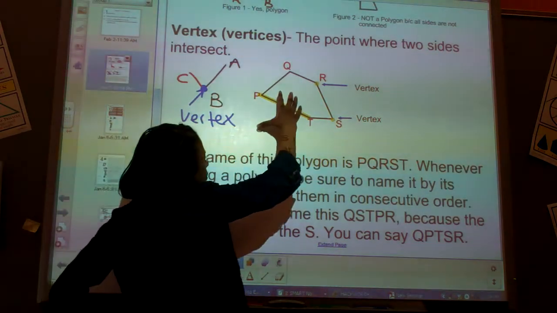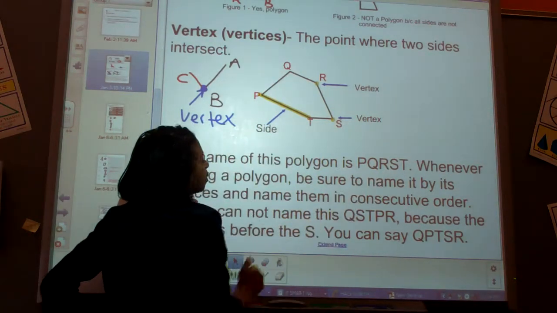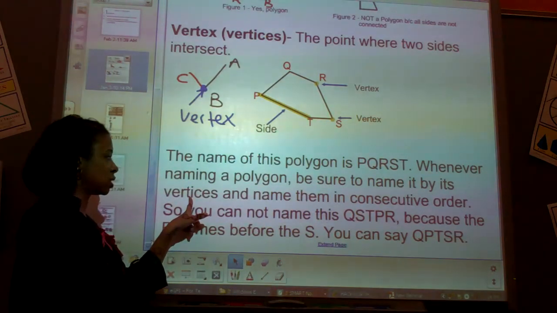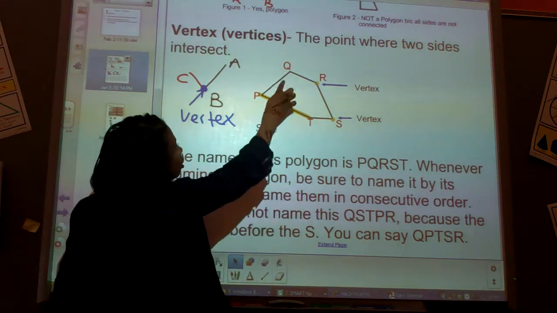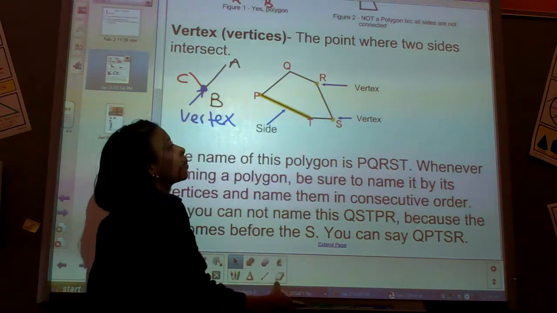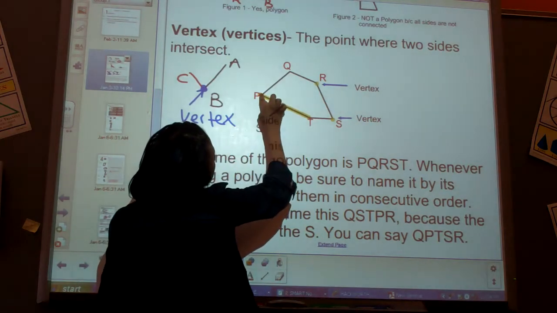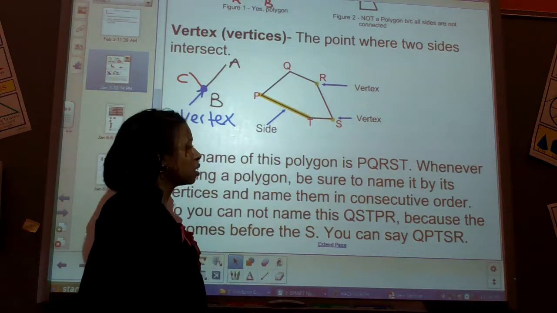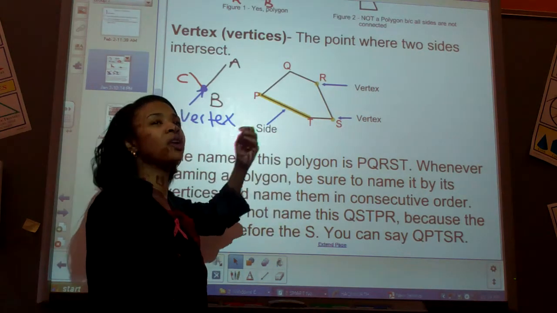Moving further. As we look at this particular polygon, the name of this polygon is PQRST. Whenever we're naming a polygon, be sure to name it by its vertices and name them in consecutive order. So you cannot name this QSTPR. That's out of order. I need to go in the order in which they follow one another. So it goes P, then Q, R, S, T. Now listen, where do you start? It doesn't matter where you start. You must go in consecutive, or next-to, order.